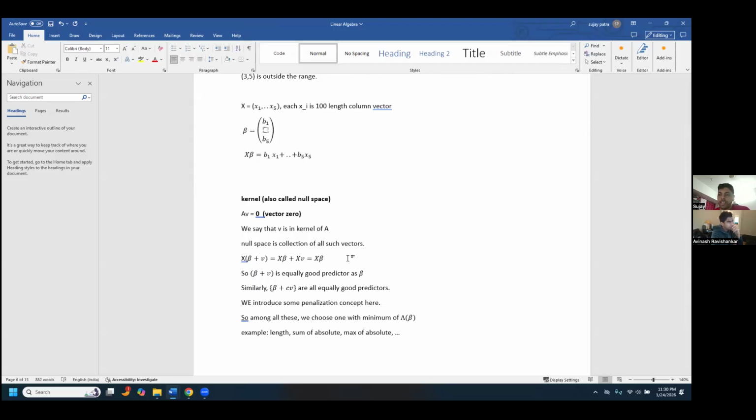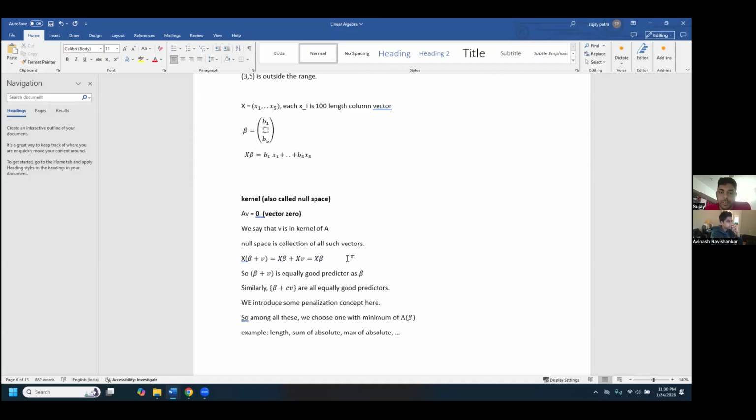And all this is happening from only one vector in the null space. If there are multiple vectors in the null space, then you can have a whole collection of betas which will be equally good as a predictor. So your sum of squares of errors idea, where I choose the beta which minimizes the sum of squares, doesn't work anymore because we have so many candidates who are equally good. So we need some way to choose among the equally good candidates. If half of your students are getting equal marks, you still have to decide someone is the first. That's what is happening here.